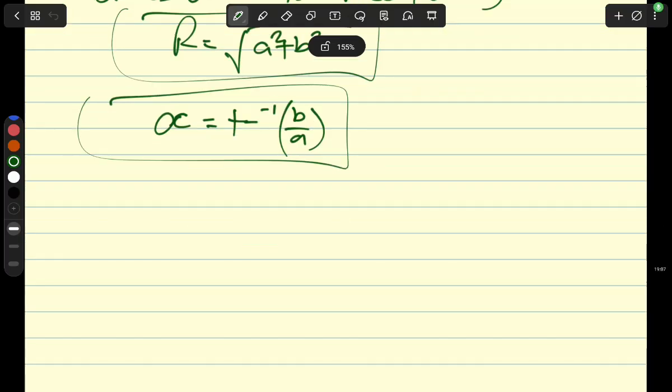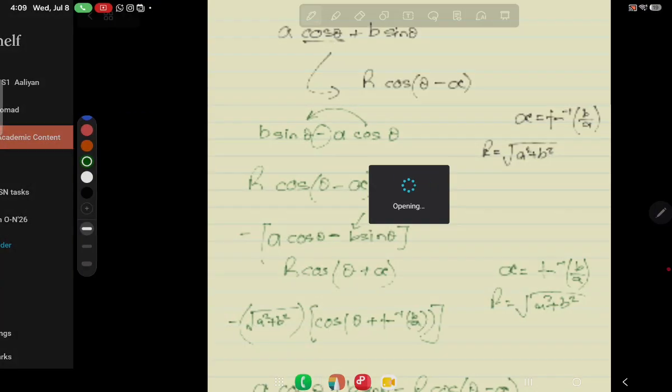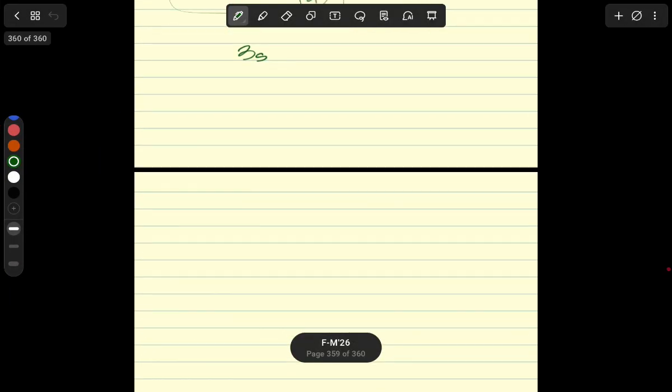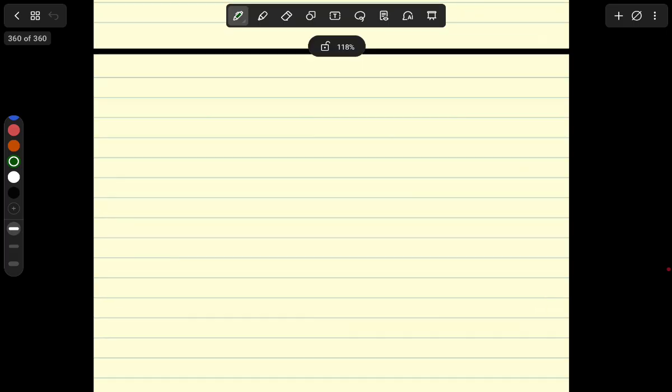Okay, so now we've done mathematics. We've proved r is equal to square root of a square plus b square through Pythagoras theorem, and tan alpha is the ratio of b and a, where b is the coefficient of sine and a is the coefficient of cos. Now let's actually use them, because this is exactly where Cambridge starts asking marks. Okay, let's use a new page.